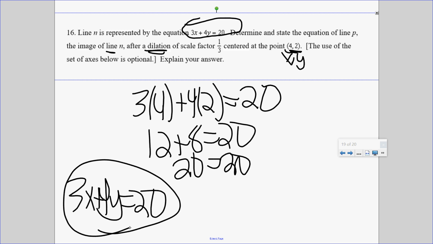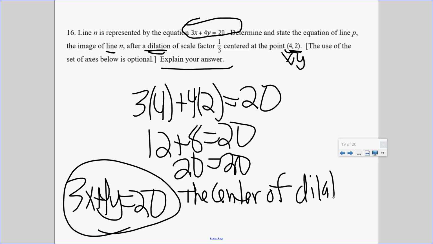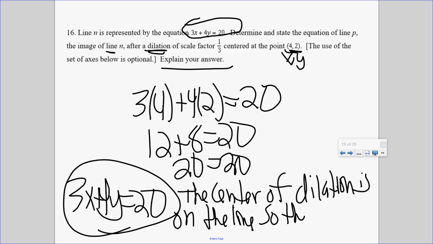That's it. Explain your answer. The center of dilation is on the line. So the equation is the same.